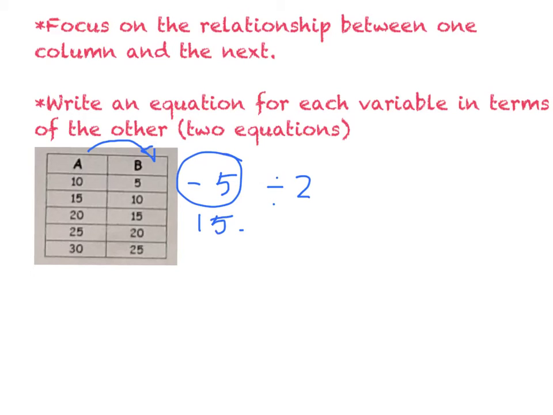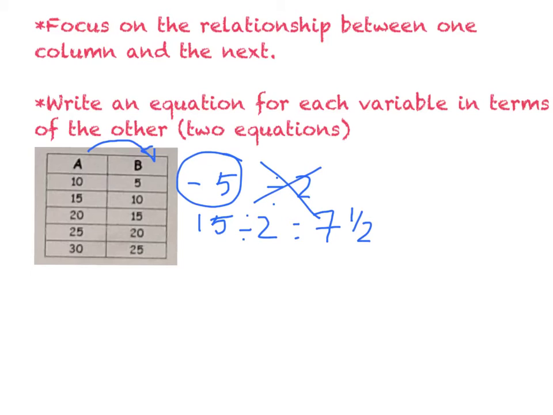If I divide 15 by 2, 15 is not an even number. I know I'm not going to get a whole number answer. 2 is going to go in 7 times and then a half. So I'm going to have 7 and a half as my answer, and that table indicates 10. So I'm not going to be able to use division by 2.